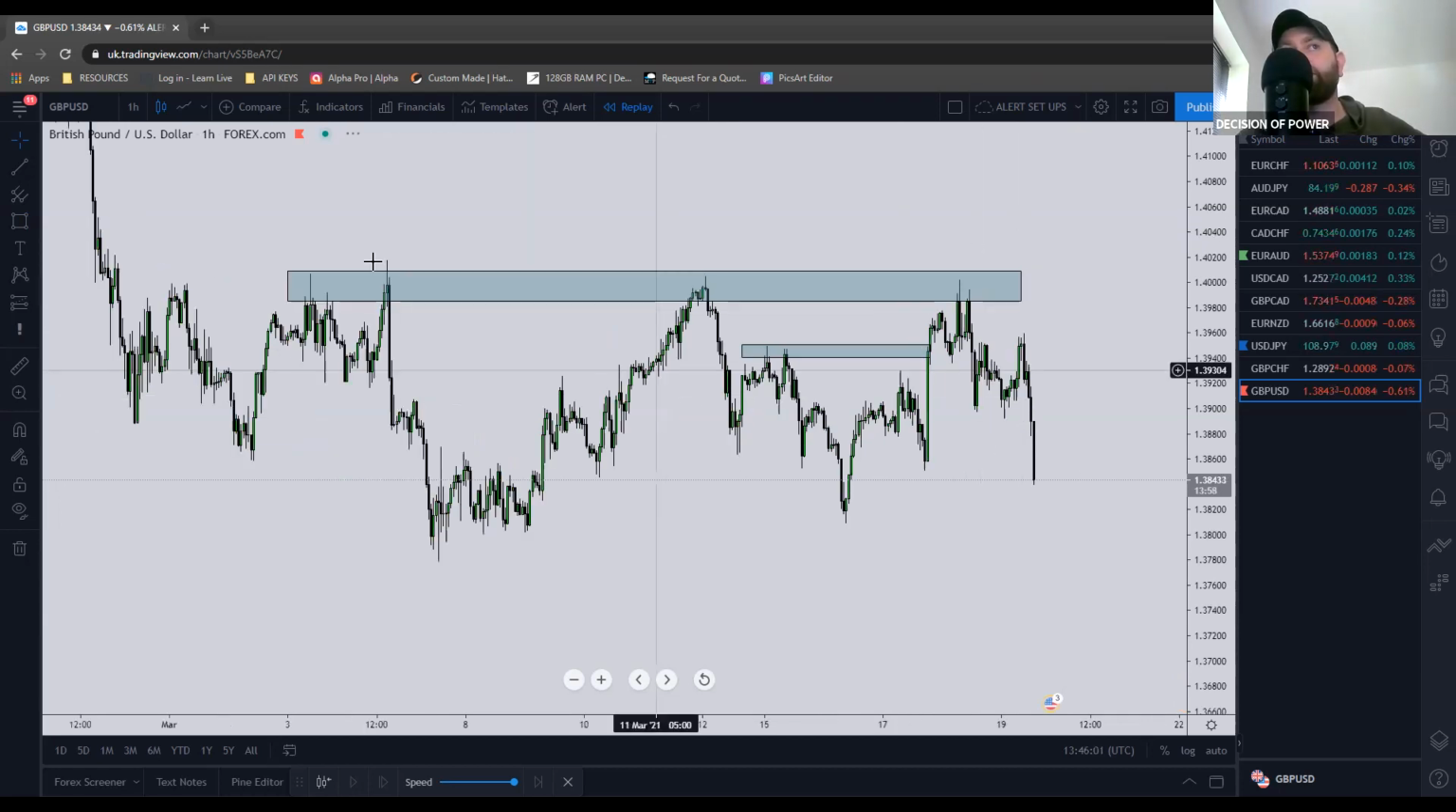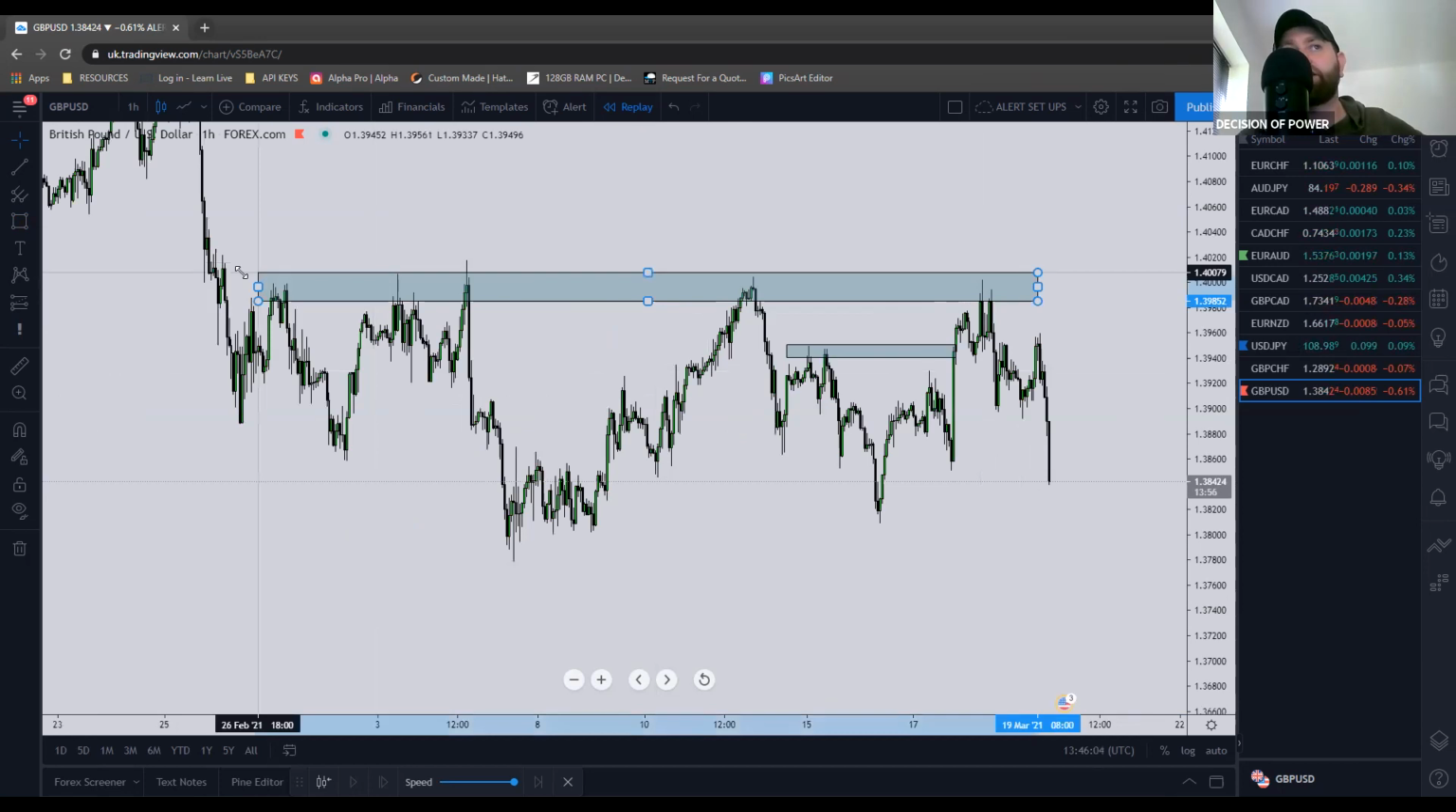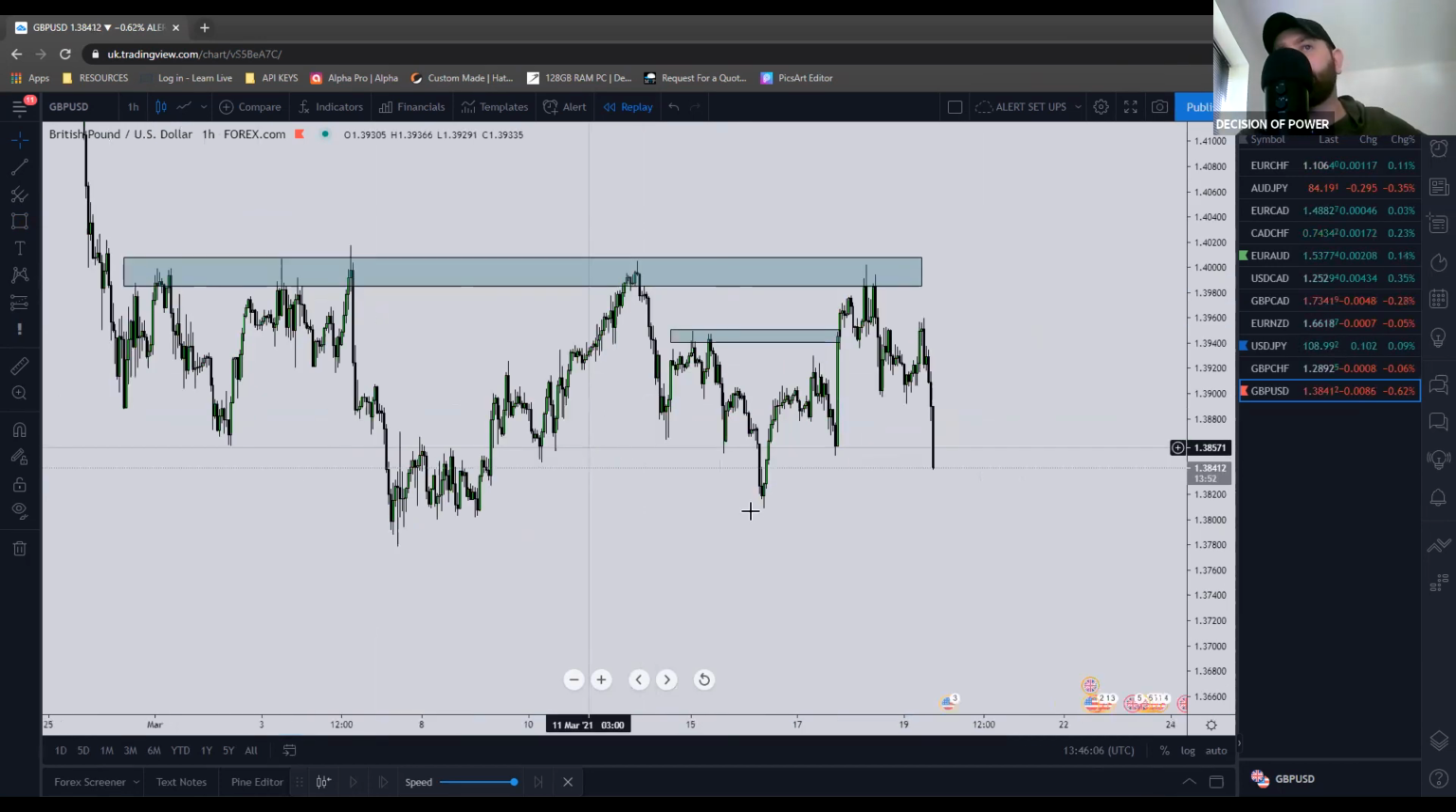If I go back here, look how many levels are in it. So yeah, you are right, but I've been burnt quite a few times trying to trade back into those levels. So I like to see them get run first and then reject.